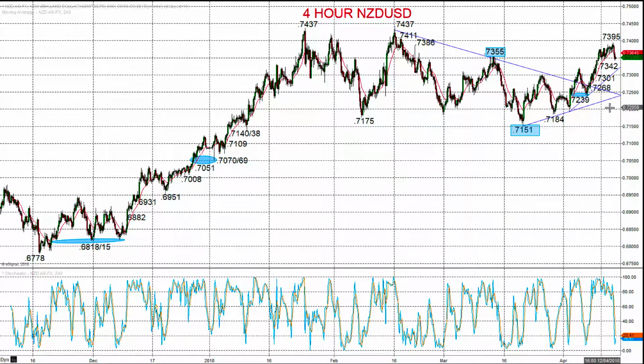We're now looking at the New Zealand dollar and Australian dollar, both against the US dollar, and both exhibiting a more bullish tone through April. We've seen that really as we've moved to a risk-on scenario.